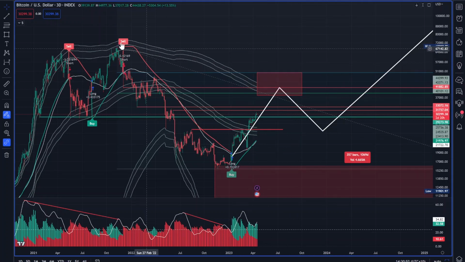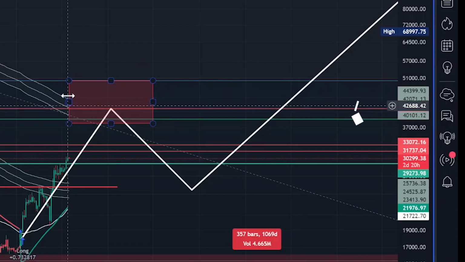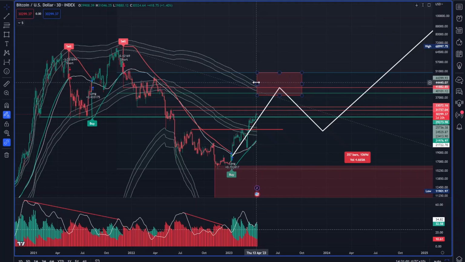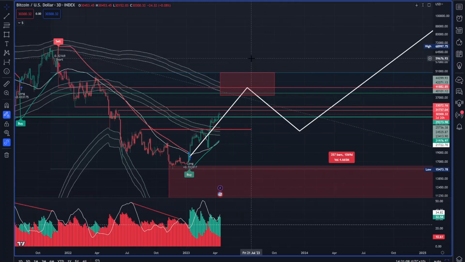So basically we can see the VWAP is coming down. Right now it's sitting at, and it could come to any point in this band really, between 39,000 and 44,000 at the moment.